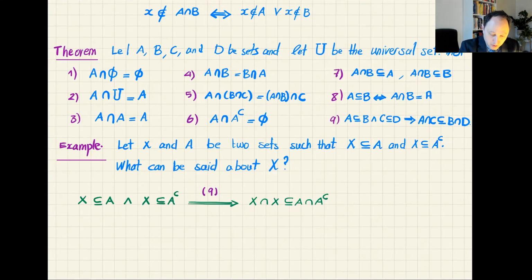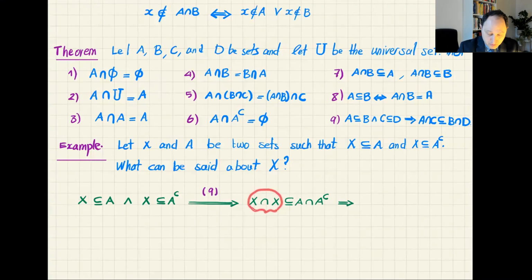Okay, but now can you see what is going on? For example, I can simplify it. What can I write instead of X intersection X? Just X, because of number 3. And what can I write for A intersection A complement?